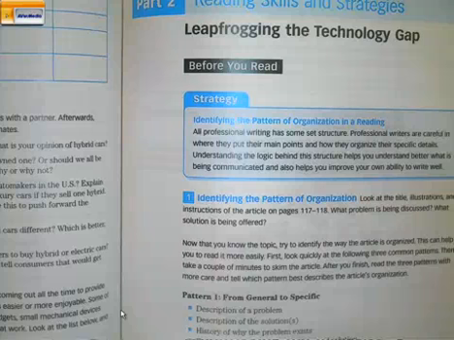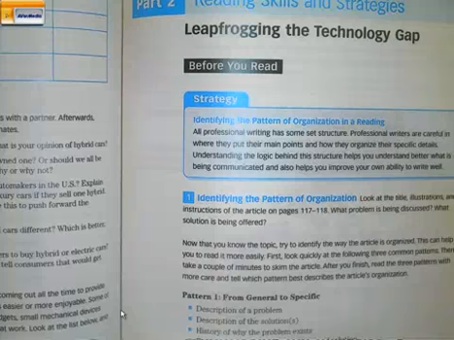This is the meaning of leapfrogging the technology gap, and this is the general idea of the passage. It's about countries that try to leapfrog the technology gap to become a very advanced country.